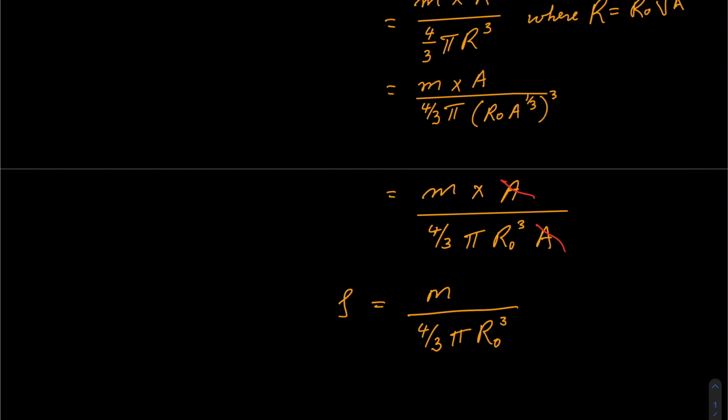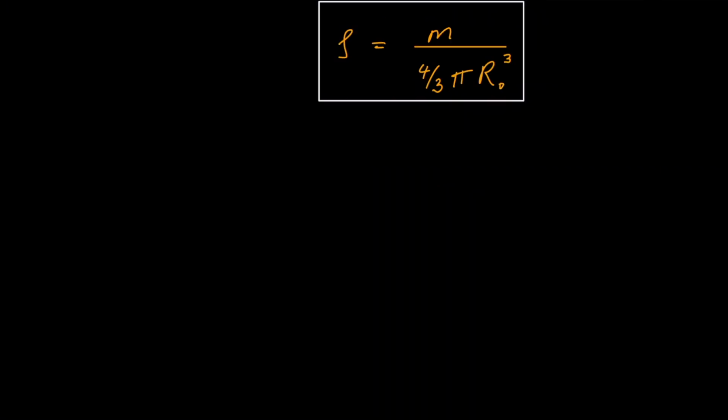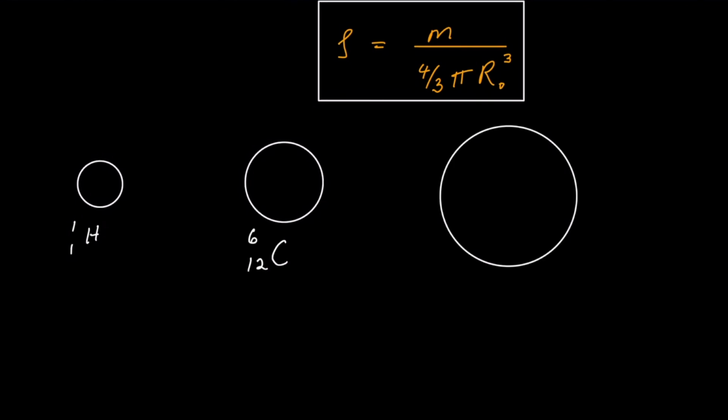I want you to realize that the density does not depend on the size of a nucleus. So you can have a teeny tiny hydrogen atom, perhaps a bigger carbon atom, lead. All of these nuclei will have the same density according to this equation, because the density does not depend on the number of nuclei.